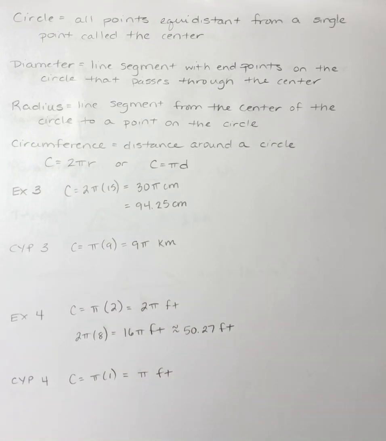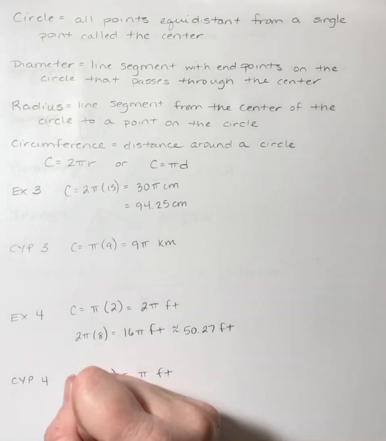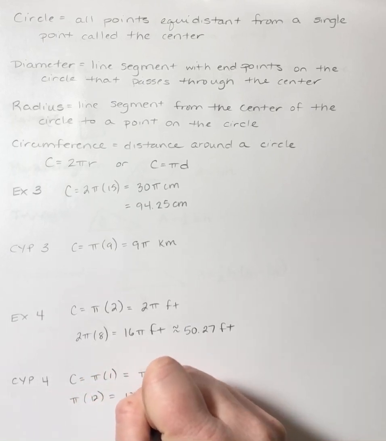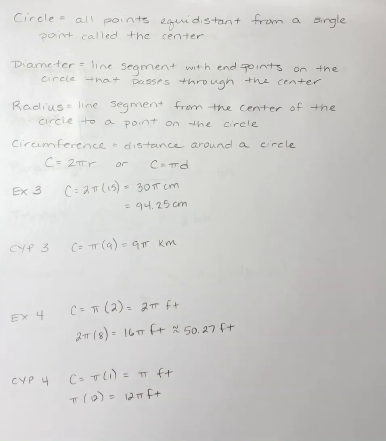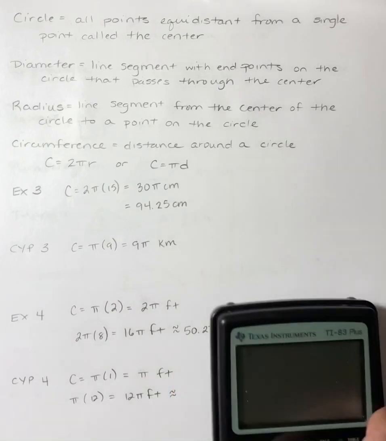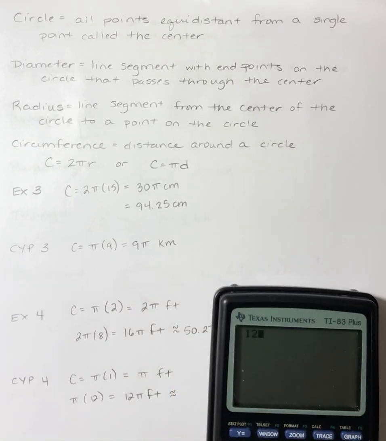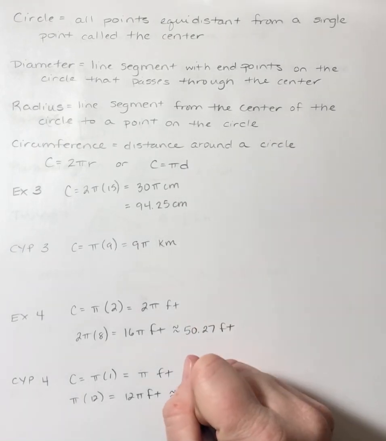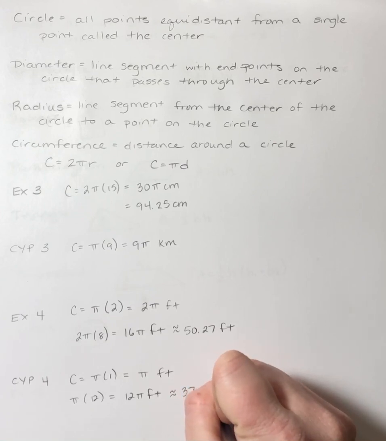Okay. Now they want us to make 12 revolutions, so I take pi times 12, and I get 12 pi feet. Then they ask us to round to the nearest hundredth of a foot, so again, they're implying that we use the calculator. So I take 12 times pi, and I get 37.70 feet.